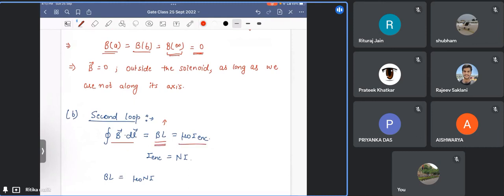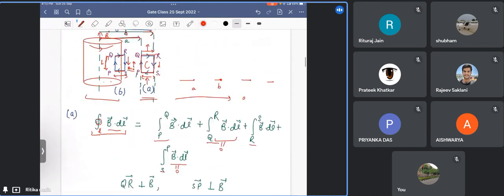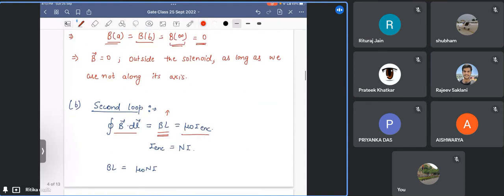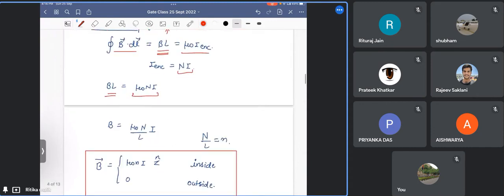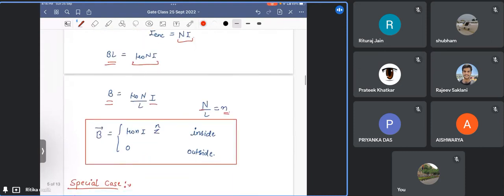So we have B times L equals mu naught I enclosed. Let us consider that within this L region, the number of turns coming inside this loop is N. Therefore, the total current will be N times I, the current flowing in one loop. So B times L will become mu naught N I, and B is equal to mu naught N by L times I. If we take N by L as the number of turns per unit length, denoted by a small n, then the magnetic field due to the solenoid is mu naught n I. It is in the Z direction from the magnetic field line property inside, and it is zero outside. So this is an important formula that you have to remember whenever you try to solve questions that are based on solenoids.